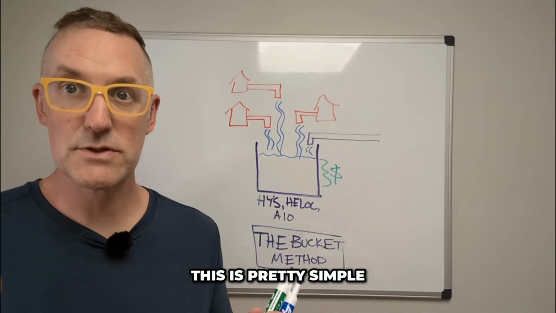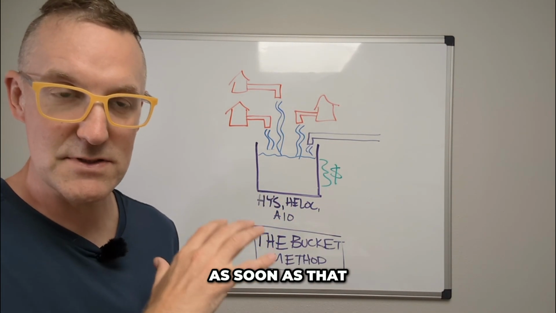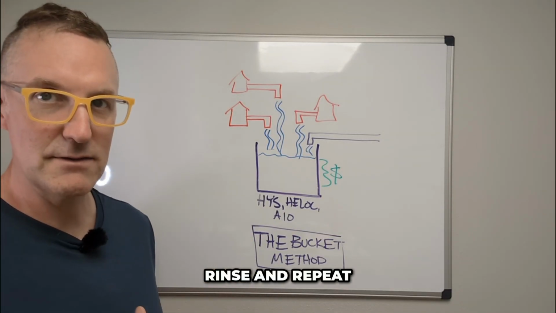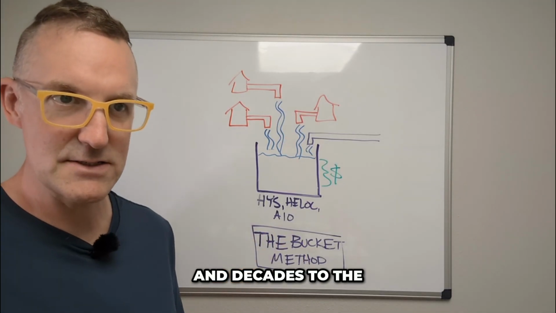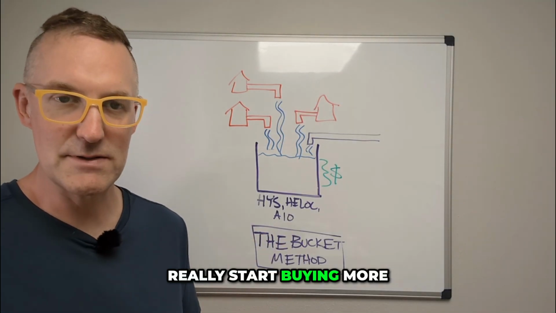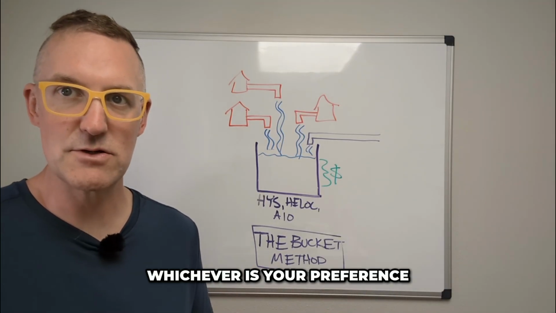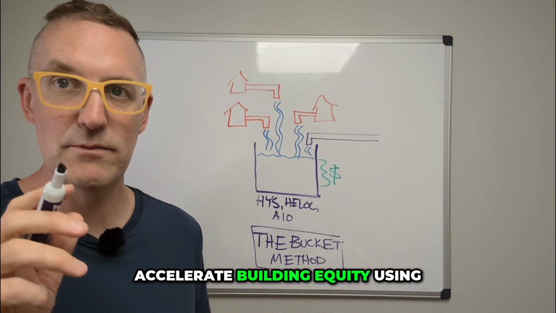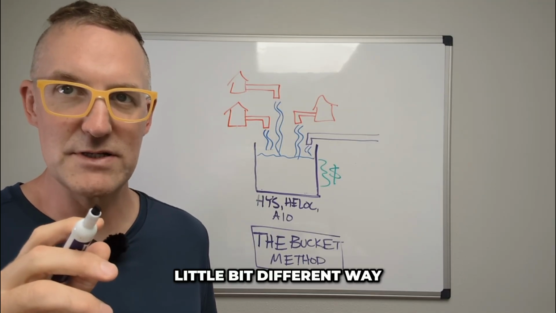Now, this is pretty simple so far. You have a bucket, you put money into it. As soon as that money gets high enough, you buy another property, rinse and repeat. Again, it builds and builds and builds over years and decades to the point where you can really start buying more properties or bigger properties or both, whichever is your preference. Now, there are several ways that we can accelerate building equity using the bucket method by structuring things in a little bit different way.